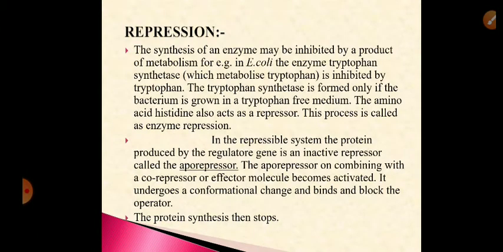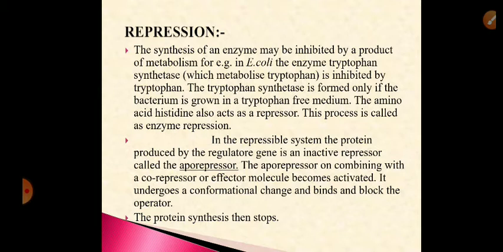The synthesis of an enzyme may be inhibited by the product of metabolism, as we study in feedback mechanism. For example, in E. coli, the enzyme tryptophan synthetase, which brings about metabolism of tryptophan, is inhibited by tryptophan itself. That means tryptophan itself inhibits the tryptophan synthetase enzyme because it metabolizes tryptophan.